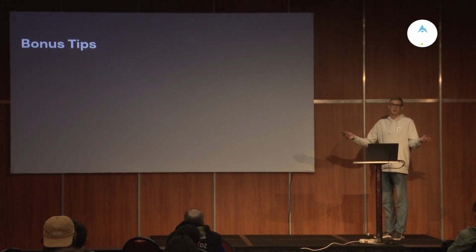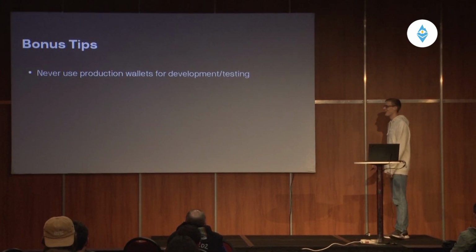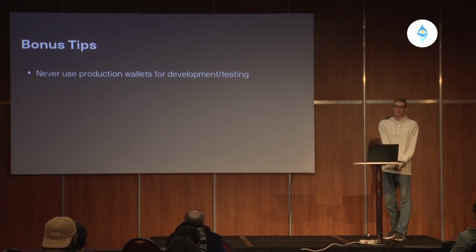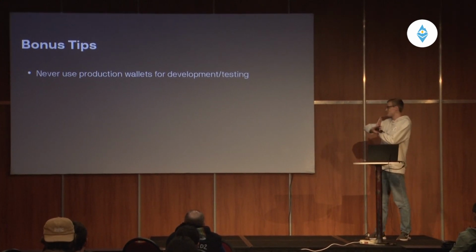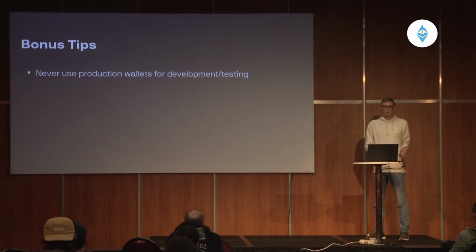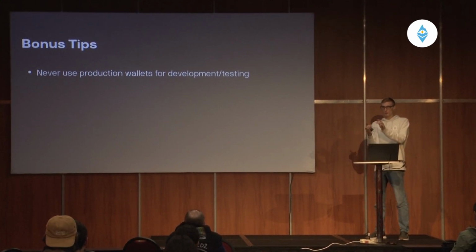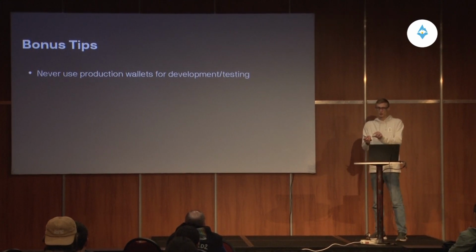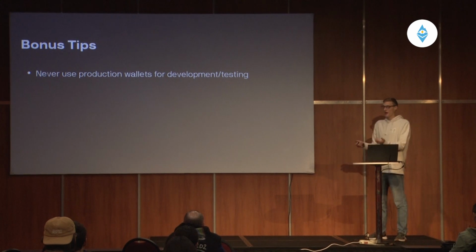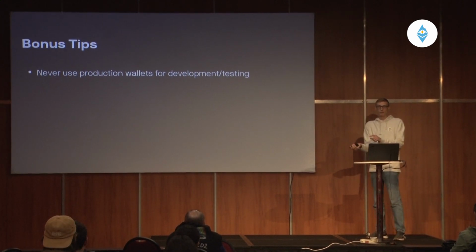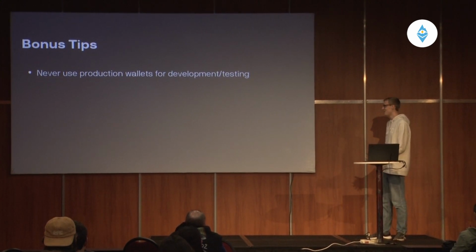And then some bonus rapid fire tips that I really couldn't fit into a cohesive slide: never use production wallets when testing things. And in order to make this not even a possibility, a great practice is that inside of your web browsers, there's a way to create multiple profiles. You can create one profile which has your MetaMask wallet, which has real funds in it, and then have a totally separate browser profile that's only used for testing. This makes sure that you can't lose funds.